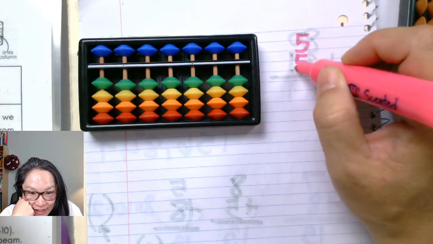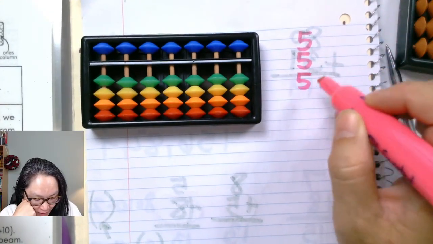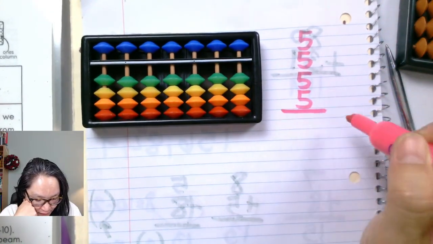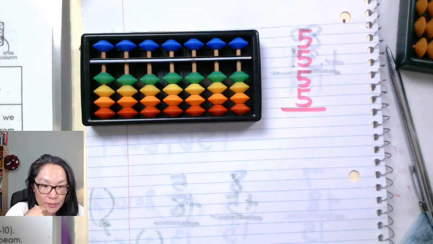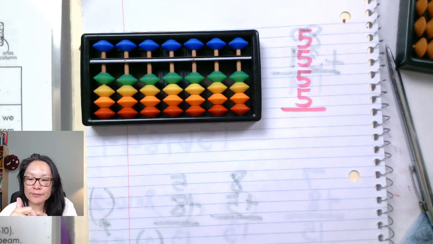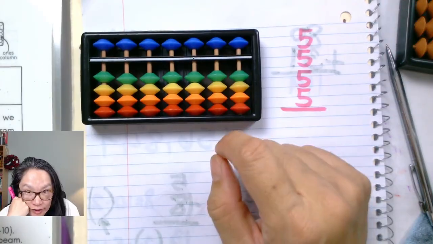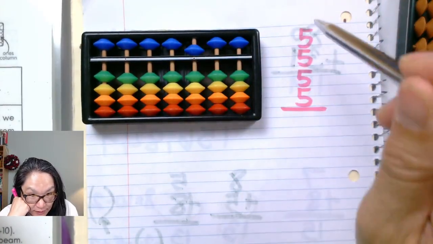So Copper, 5, 5, 5, 5. Did they show you how to do this? This is a little bit of multiplication. So when we look, we add the 5. That's what this one is, right?